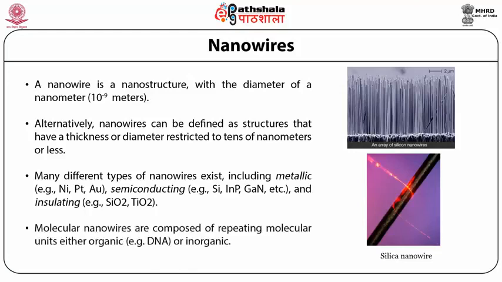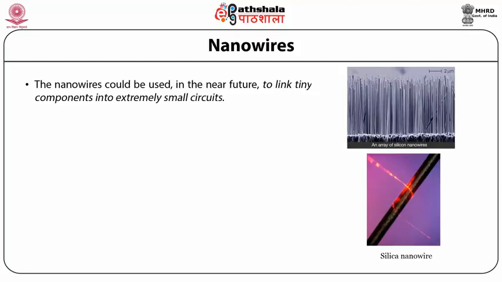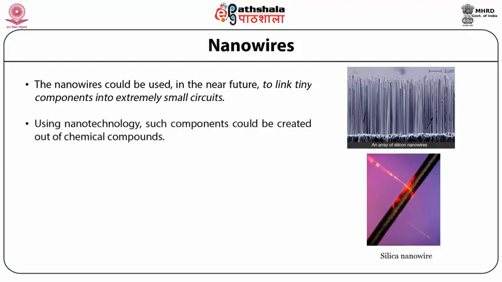Molecular nanowires are composed of repeating molecular units, either organic, for example DNA, or inorganic. Nanowires could be used in the near future to link tiny components into extremely small circuits. Using nanotechnology, such components could be created out of a chemical compound.